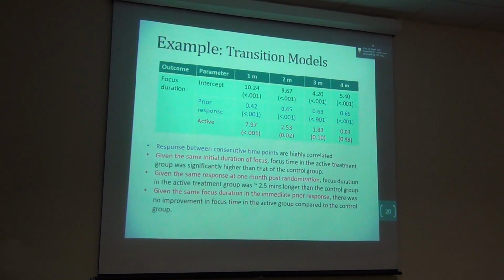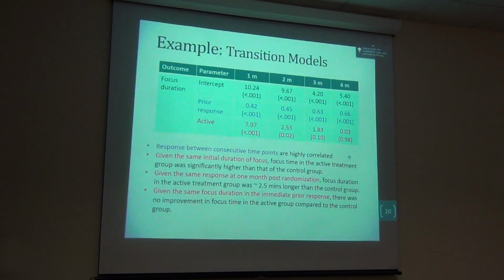Similarly, if you look at 3 months, here 0.63 is the association between the response at 2 months and 3 months. And for the people with the same response at 2 months, the active group duration was about 2 minutes longer than the control group. Okay. Does that make sense?